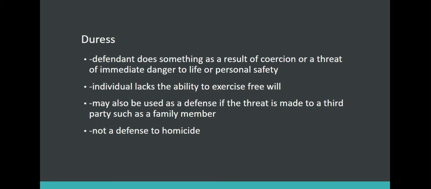Again, the understanding is there always has to be an alternative. All right. You should have time between the threat and actually carrying out the act to warn somebody or get somebody else's help. Okay. Like a law enforcement official. All right. So it is not a defense in homicide. So duress: you commit a criminal act as a result of coercion or threat of immediate danger to life or personal safety for yourself or someone else. Okay.